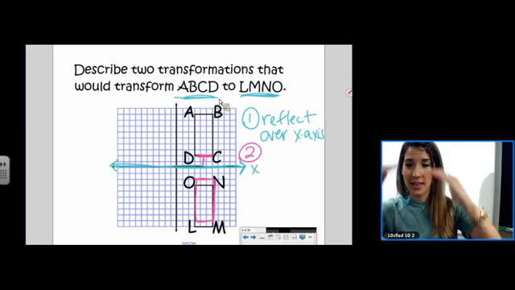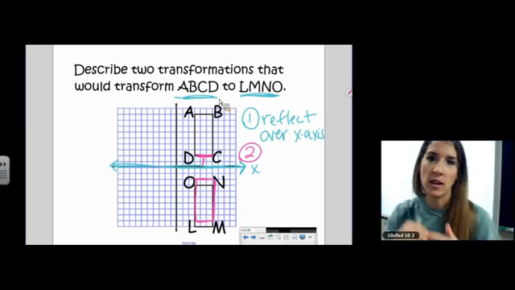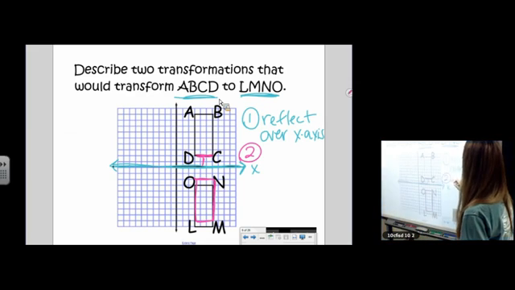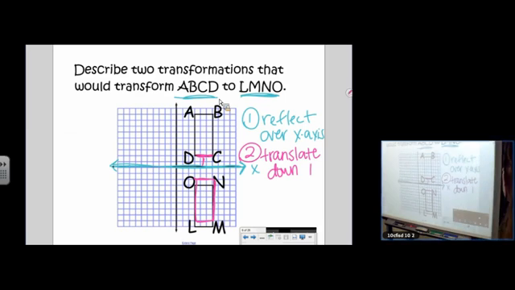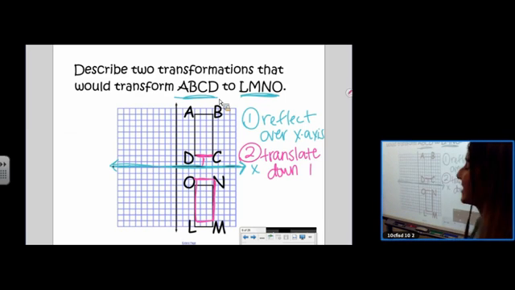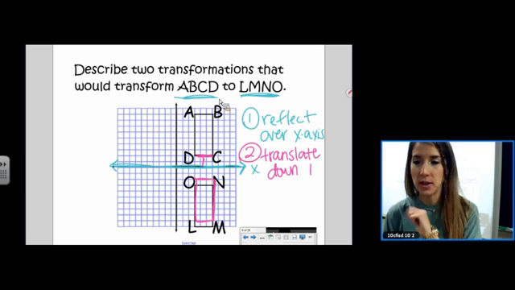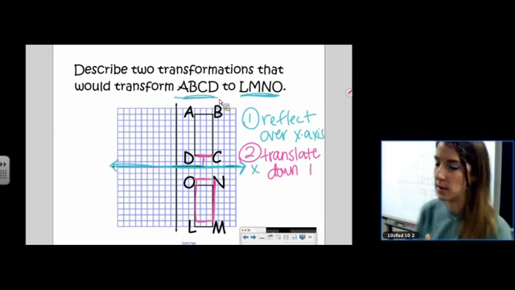We want to slide the shape and we want to slide it down 1. Sliding is called translating. Translate down 1. So we reflected over the x-axis and then we translated down 1. That was 2 transformations that got us from our original, our pre-image, to our image.